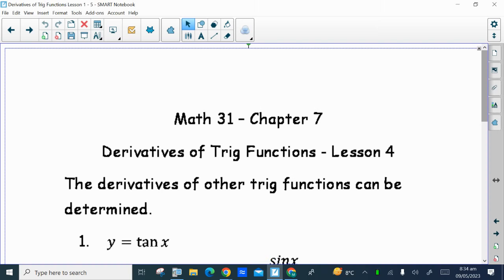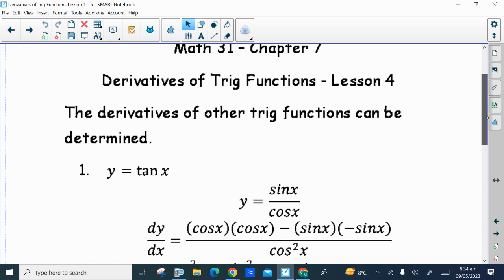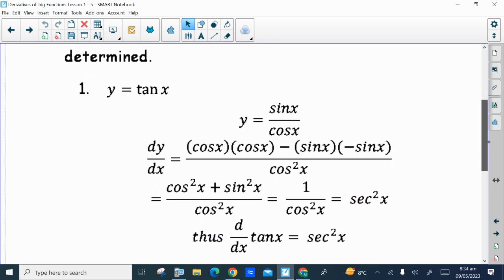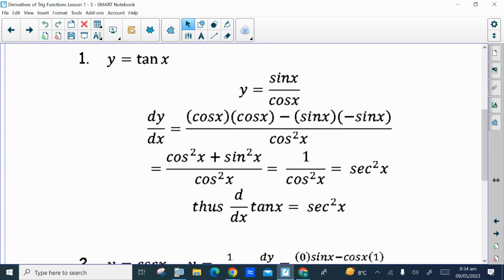Yesterday we saw that the derivative of sine was cosine and that the derivative of cosine was negative sine. So once again, these are all in the formula sheet for you. You don't have to memorize them, but we'll look at the derivatives of other trig functions today, starting with y equals tan x.